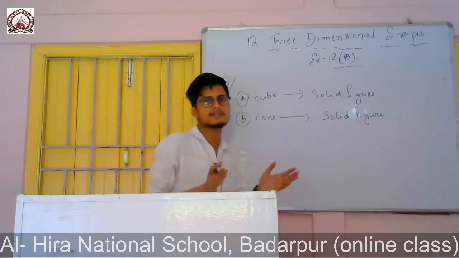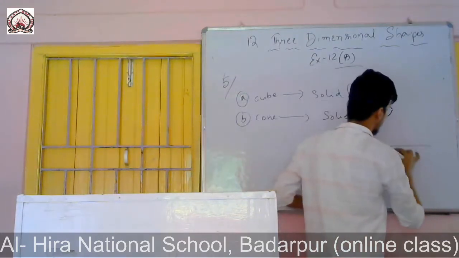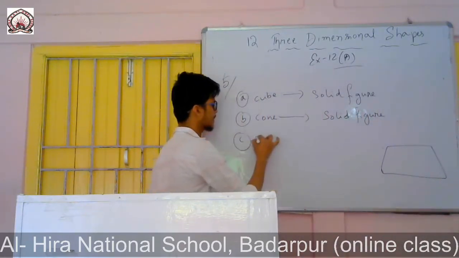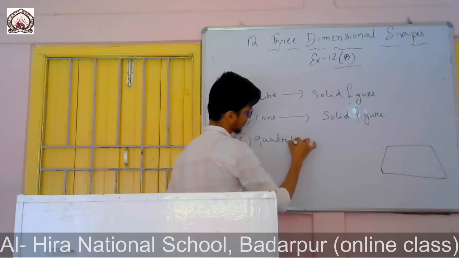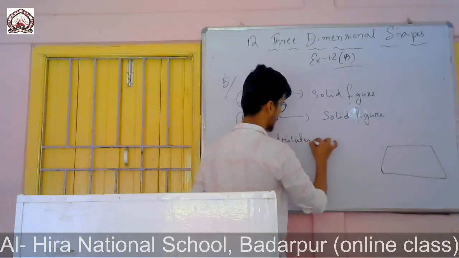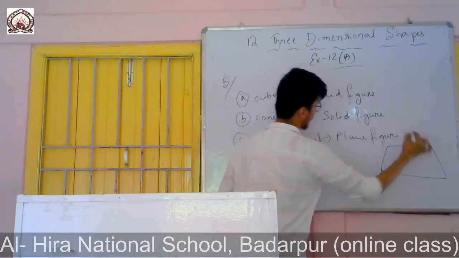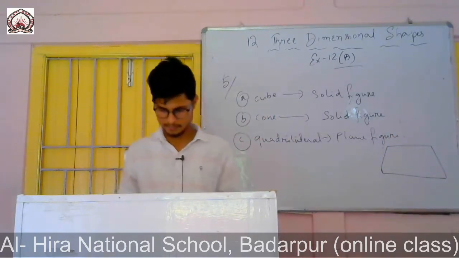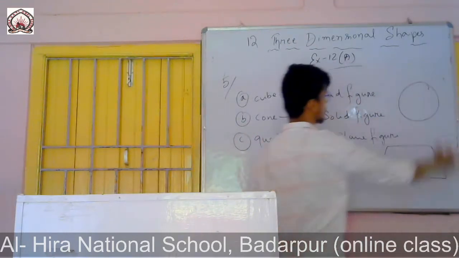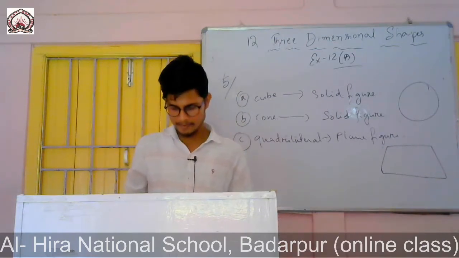Then quadrilateral, you can draw in a single plane. That means quadrilateral means it should have 4 sides. So I can draw a quadrilateral like this in one plane. I can show it easily. So quadrilateral is a plane figure. Okay, I am saying one by one. Then comes D, circle. Circle also I can draw in a single plane. So it is also a plane figure. So question number D, circle is a plane figure.